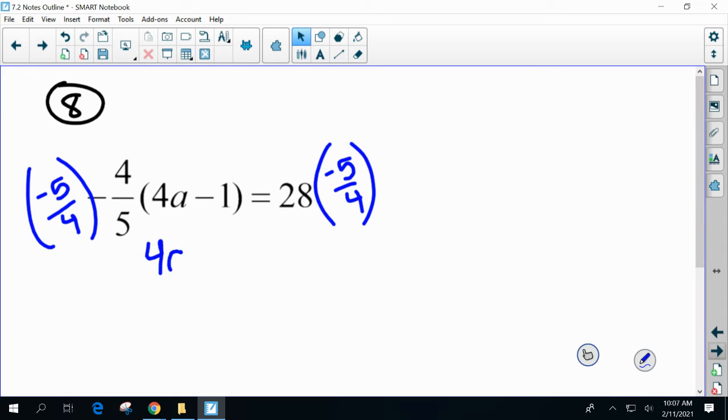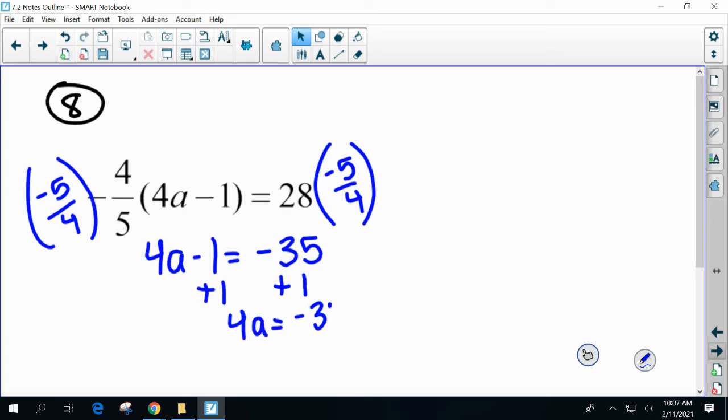So then I would have 4a minus 1 equals negative 35. Okay, so then my next step would be to do what? Add 1. Add 1. So 4a equals negative 34. You're gonna get a decimal or a fraction. Negative 8.5.